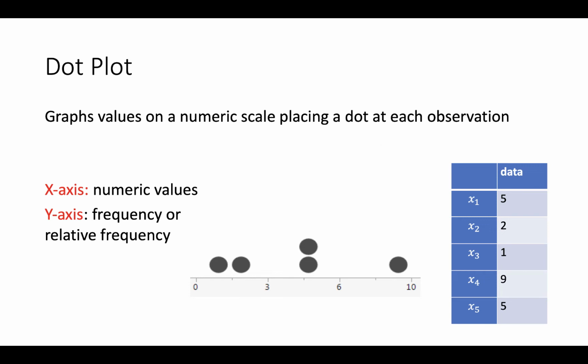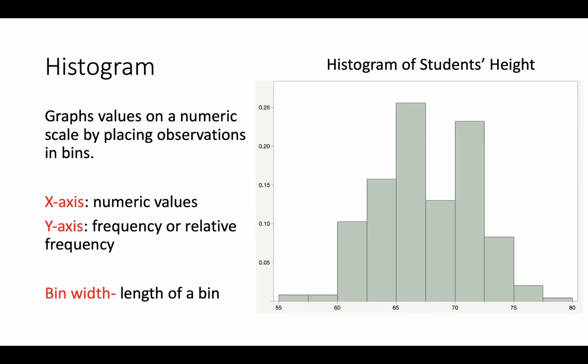Another way to visually display quantitative data is through what's called a histogram. A histogram is similar to a dot plot in that the x-axis is a number line and the y-axis represents frequency or relative frequency. However, in histograms, observations are placed in bins. Let's see what I mean by that. To the right is a histogram of college students' height.